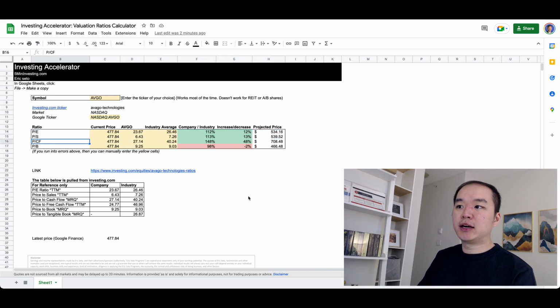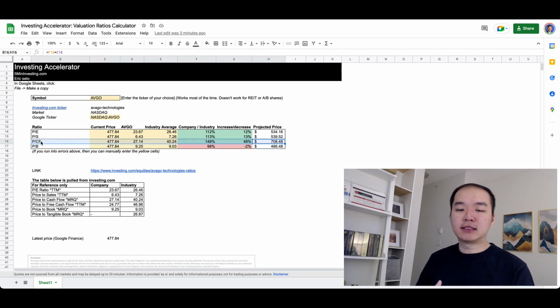Now the next one is price to cash flow, which for AVGO is 27, and the industry average is 40. This represents a 48% upside, and the projected price is 708. Now this one is a little bit more aggressive. When you're looking at these larger potential increases, it'll probably take a lot more time to get there.